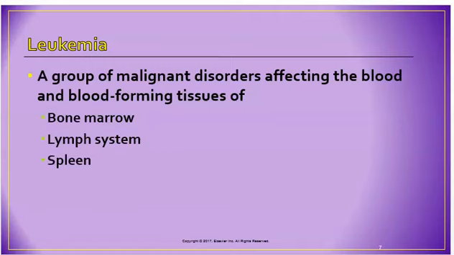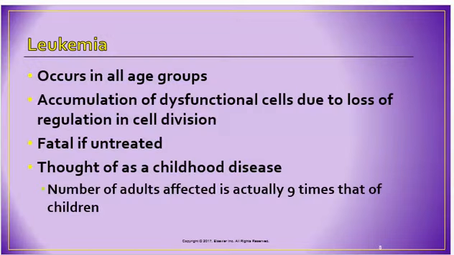Now, on to leukemia. This is blood cancer. It's a group of malignant disorders affecting the blood and blood-forming tissues of, yes, the bone marrow, the lymphatic system, and the spleen. These all contribute to the production of blood. Leukemia, all ages. You've got dysfunctional cells. Cell division has been interrupted, and it can become fatal if untreated.